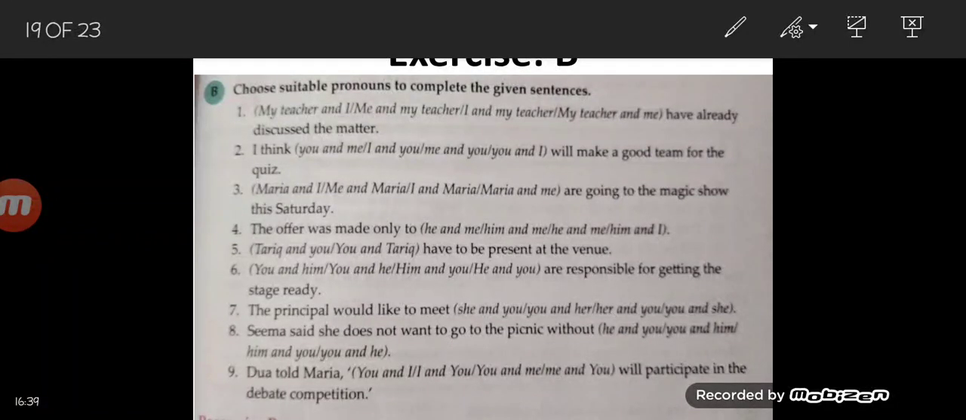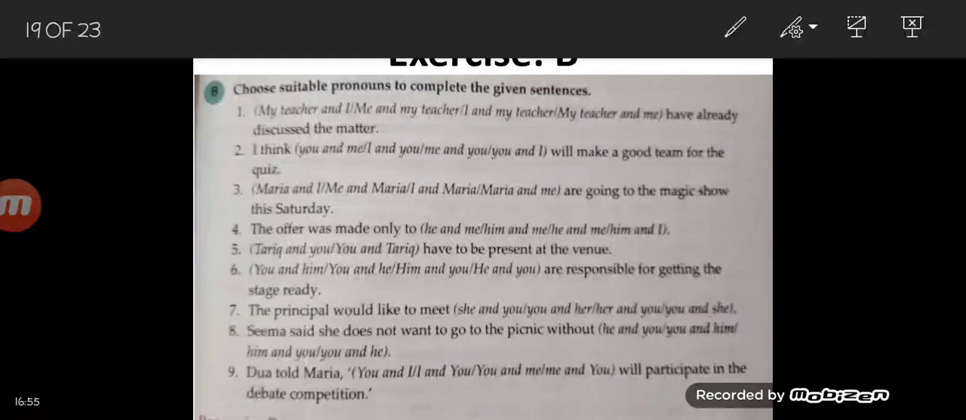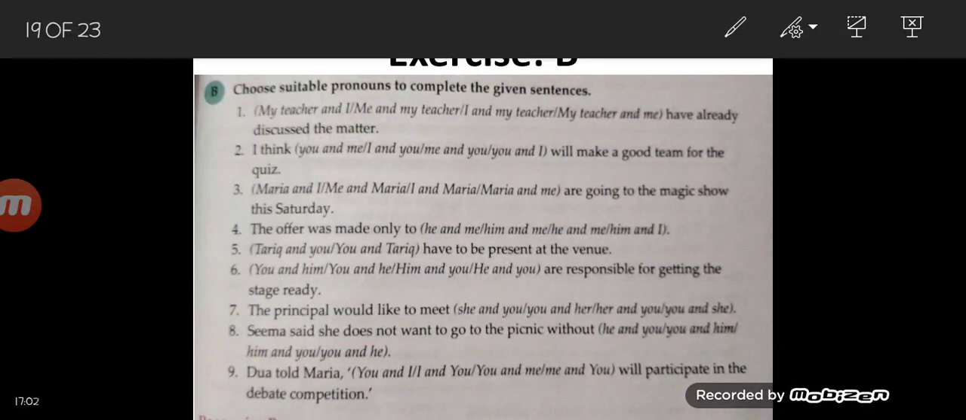So, the third one is, Dash are going to the magic show this Saturday. The options can be Maria and I, me and Maria, I and Maria, Maria and me. Which one is the correct option? Yes, Maria and I are going to the magic show this Saturday.